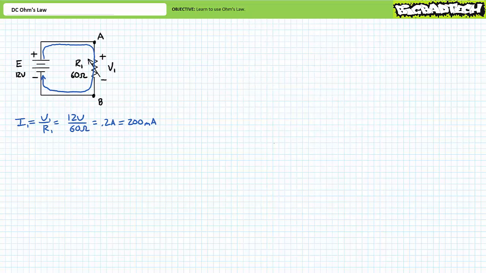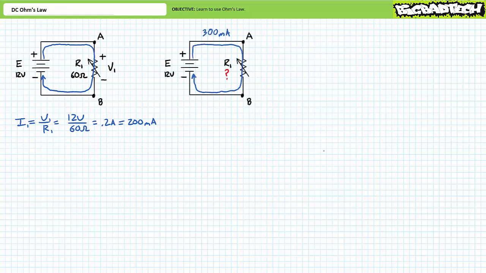Let's use this simple circuit as a basis of comparison to demonstrate simple manipulations of Ohm's law. Again, given 12 volts across a variable resistor currently set at 60 ohms, we should anticipate a current reading of 200 milliamperes. Given resistor R1 is variable, let's say I adjust resistor R1 to some unknown value. In the process, we observe current to go up to 300 milliamperes. What did I do? Did I increase or decrease resistance?